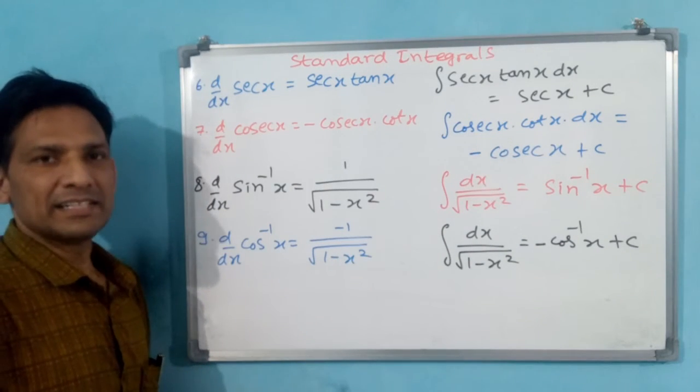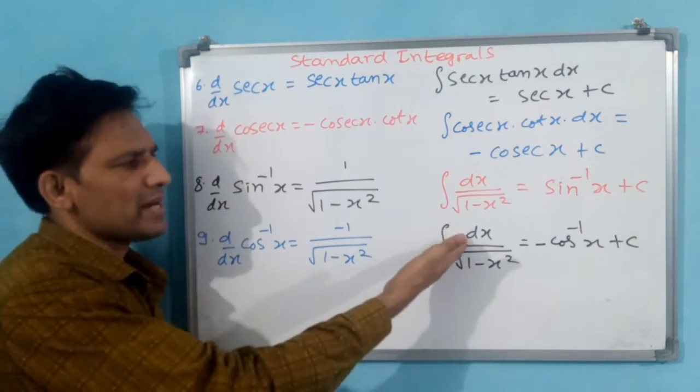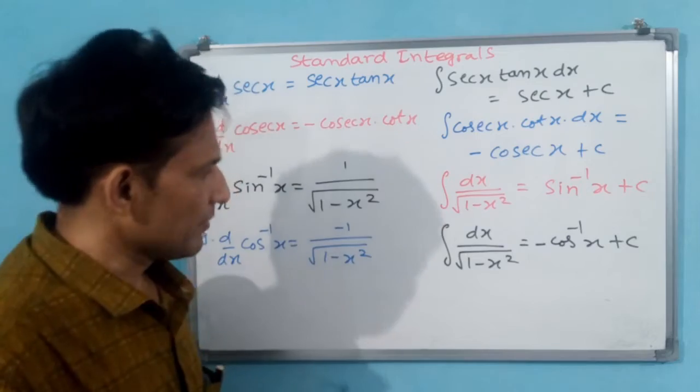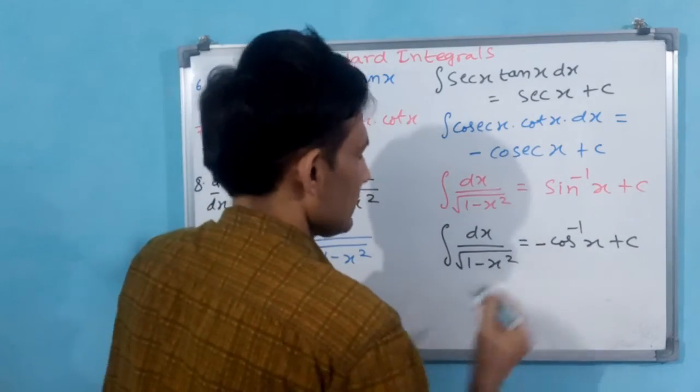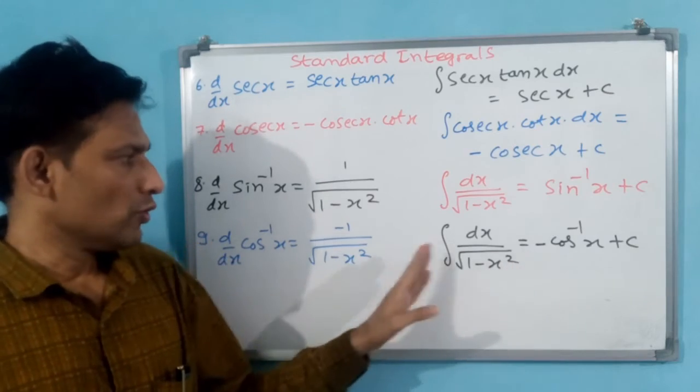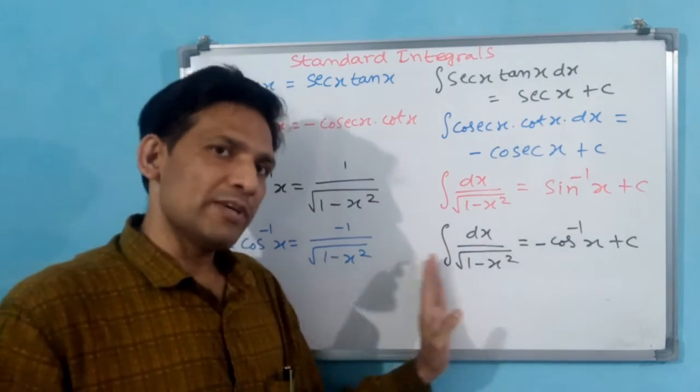You understand the logic here? If you want, you can write minus here also. You see, simple logic. Equal to is there here. If you multiply with minus 1 on both sides.